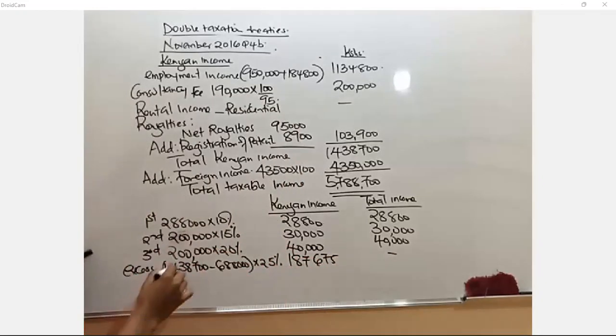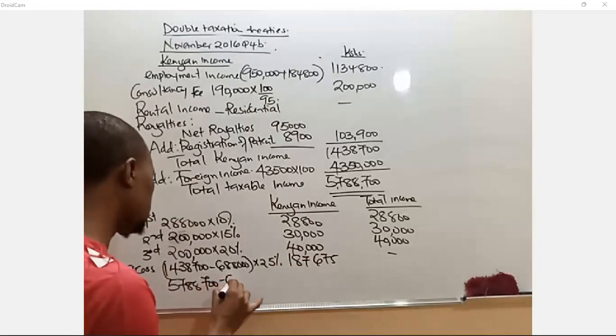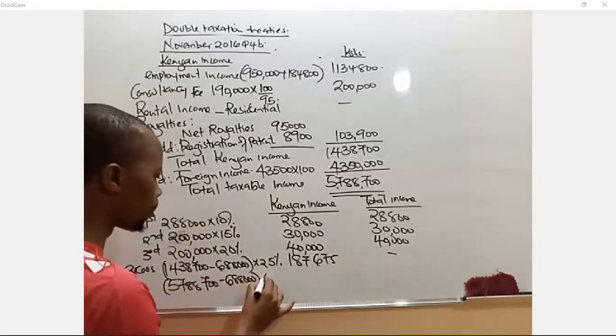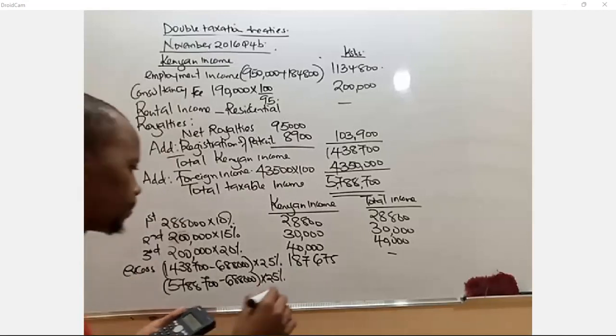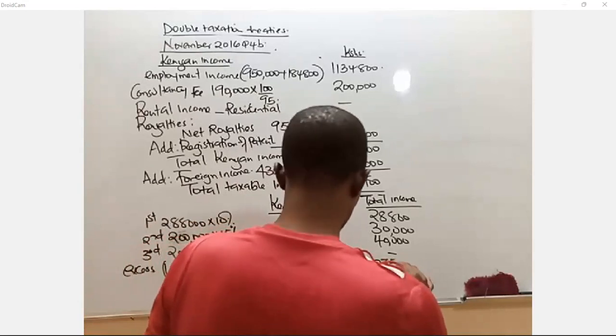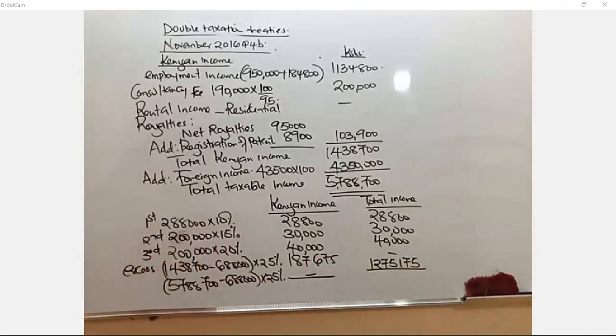187,675. Correct. The next one will be the total income, which we are getting as 5,788,700 minus 688,000. Then we multiply by 25%. So this one will be 5,788,700 minus 688,000 times 0.25. Am I getting the wrong figure? Yes. Let me just look at it. Times 0.25, we are getting 1,275. So how much are we supposed to be getting there?